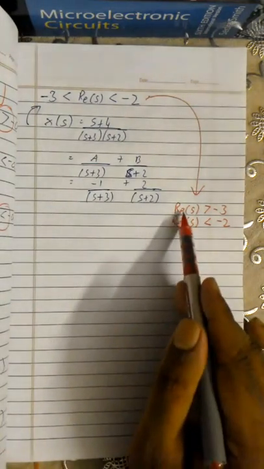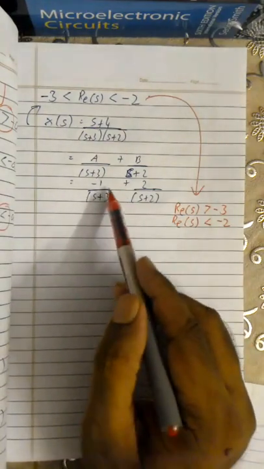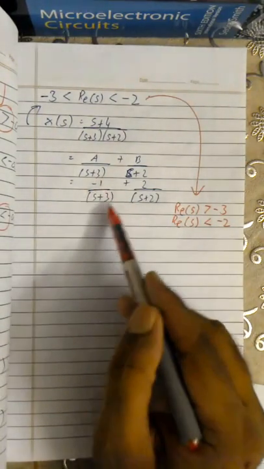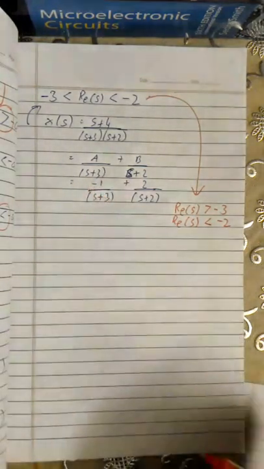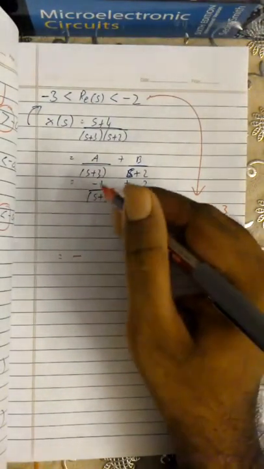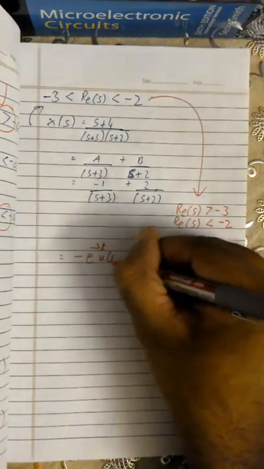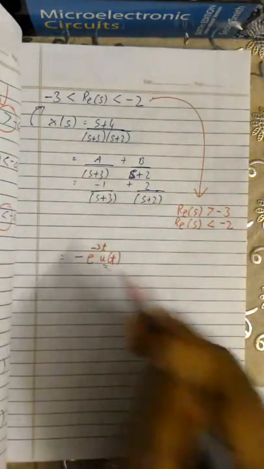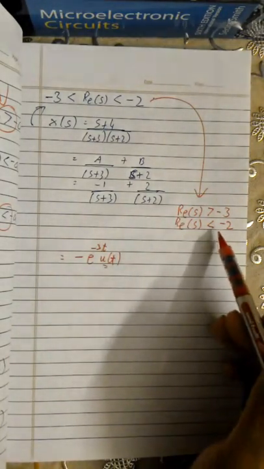You can see the real part of s is greater than minus 3. That means the signal for the pole s equal to minus 3 is right sided. Understood? Right sided means this is nothing but, as usual, e raised to minus 3t u of t. Since this is a right-sided signal, I don't do anything; I just find the inverse and write u of t along with it. That's all.